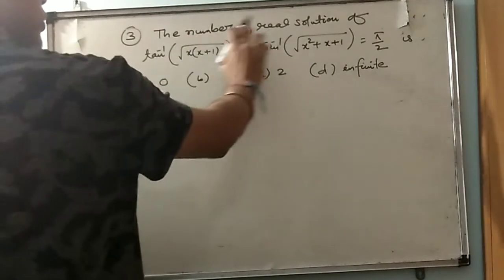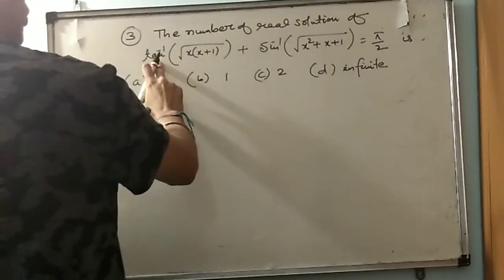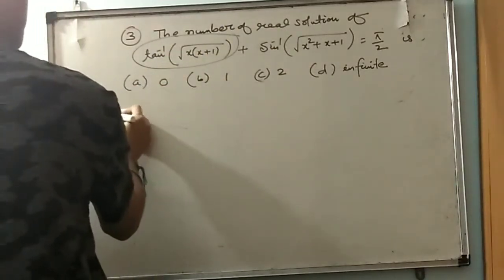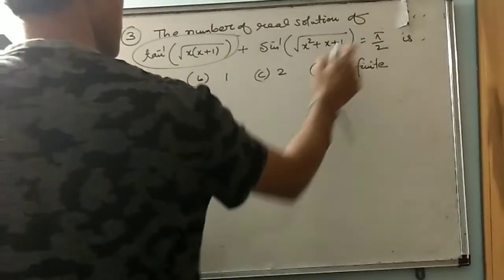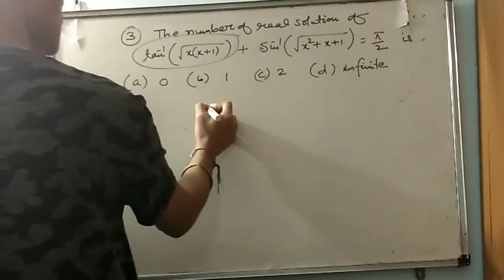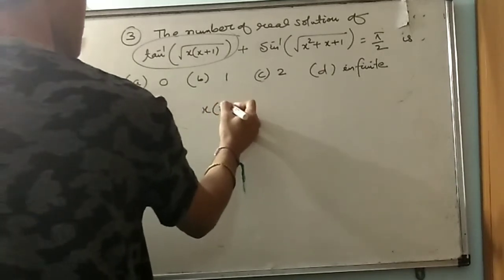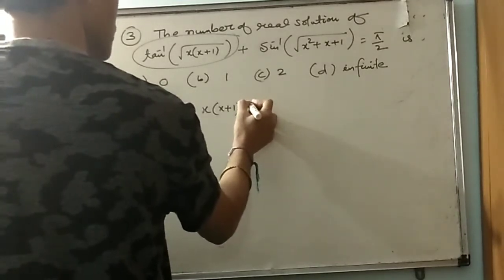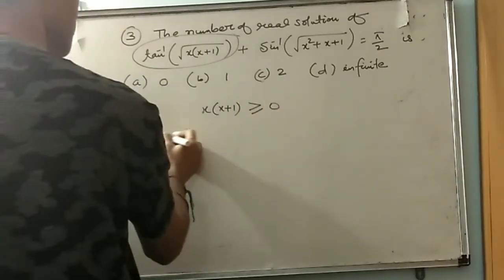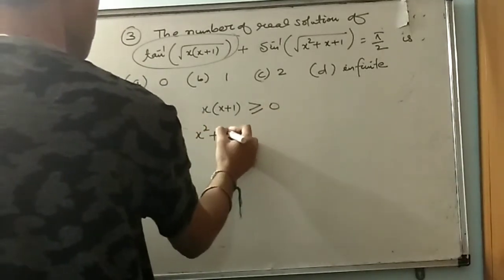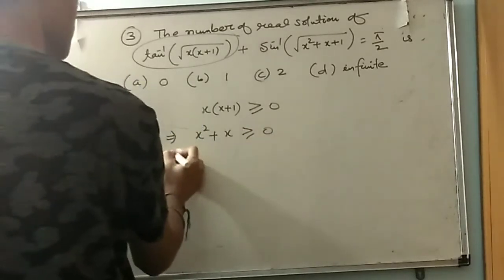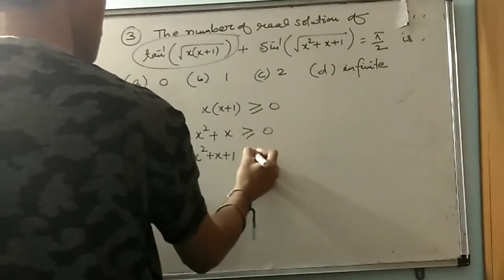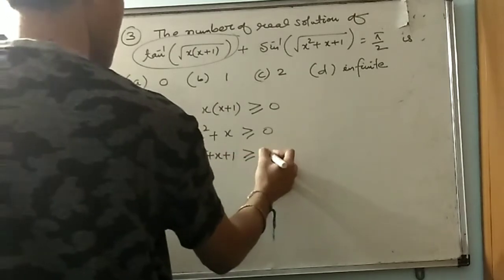Well, this is a conceptual question on inverse trigonometry. One is tan inverse function, another one is sin inverse. First concentrate on tan inverse. Because the sum of the two is pi by 2, so both need to be positive, and therefore we'll say this x into x plus 1 will be greater than or equal to 0. That implies x square plus x greater than or equal to 0. And if we are adding 1, just to get similar expression, this one is greater than or equal to 1.